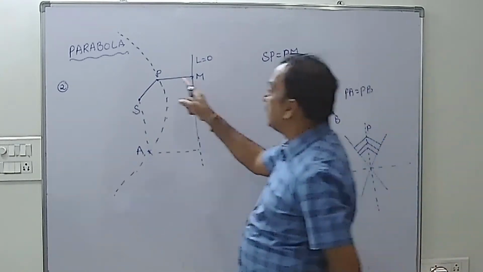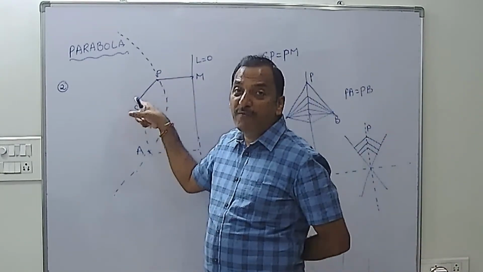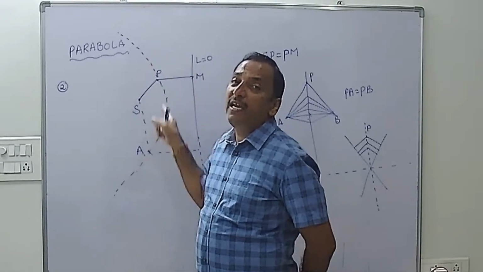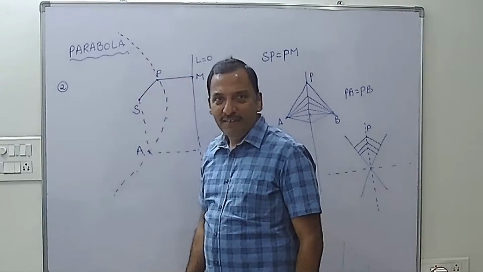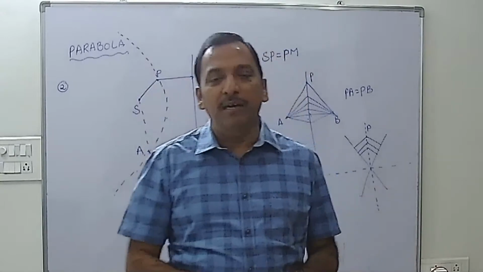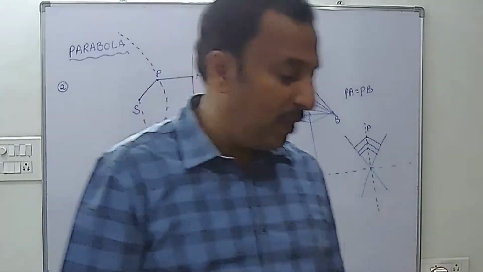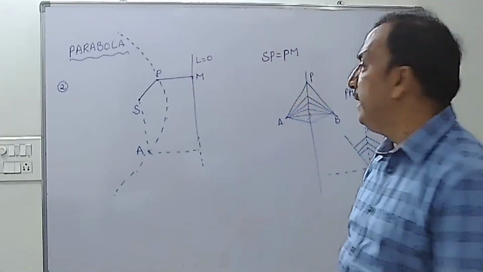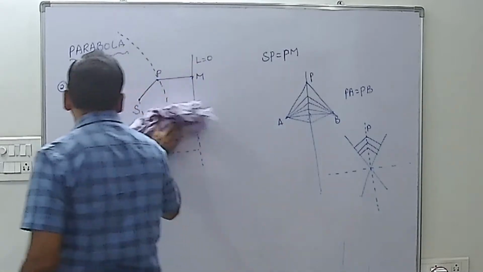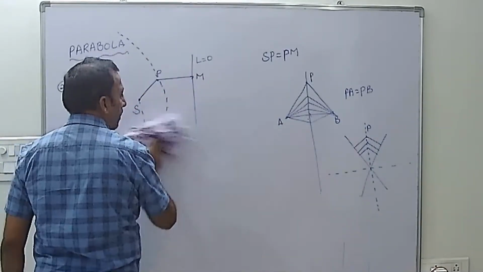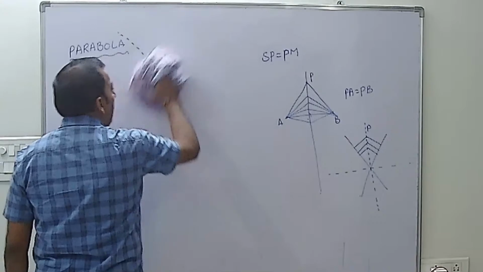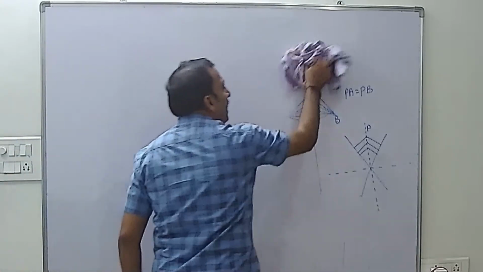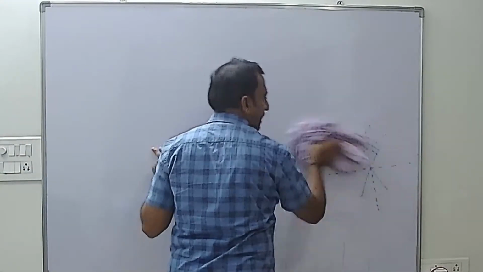But the locus of the point equidistant from a fixed point and a fixed line, what is that locus? It is a parabola. How to define a parabola? The locus of the point equidistant from a fixed point and a fixed line. What is it called? Parabola. Two fixed points give the perpendicular bisector. Two fixed lines give the angular bisector.